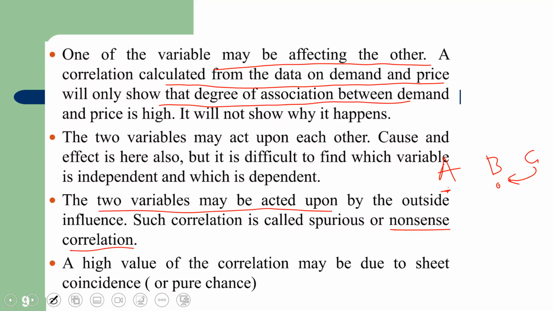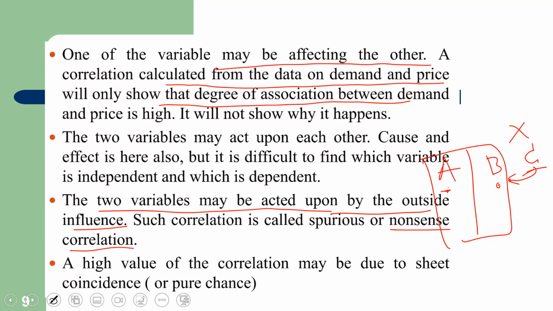The two variables may be acted upon by an outside influence. Now the C is acting as an external. Okay. In our environment we are studying only the B, but we are not studying the C, it is out of scope. But even though we have kept the C out of scope, it is still affecting the B. It means that in our closed environment where we are making an experiment, the other variable which we have not considered is going to affect it here. So that is the reason we call this nonsense correlation.